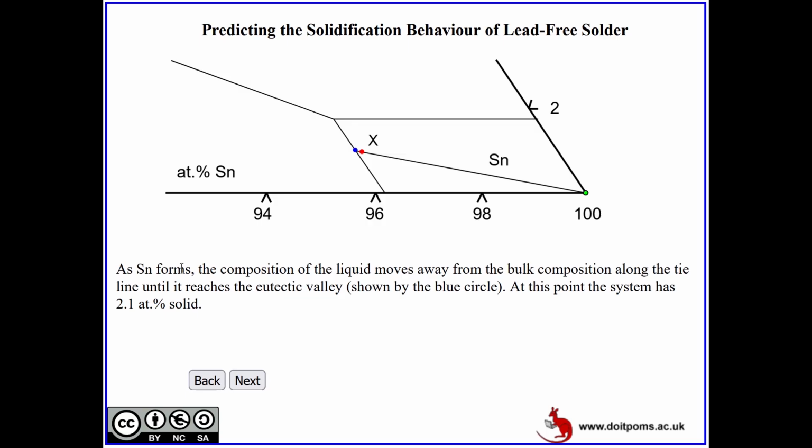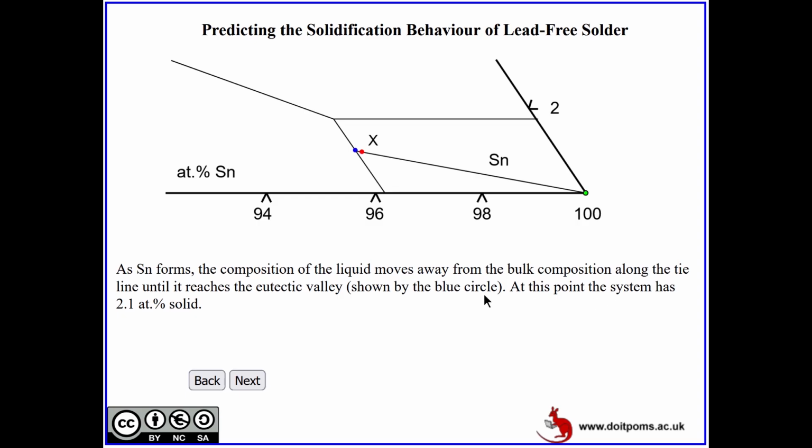As tin forms, the composition of the liquid moves away from the bulk composition along the tie line until it reaches the eutectic valley, shown by the blue circle. So this is the composition of liquid, meaning some solid has formed. Therefore, whatever went into solid tin will be less in that liquid, right? So the composition of liquid will have less of the element which has gone into solid. So tin has gone into solid, so the liquid will have less tin.